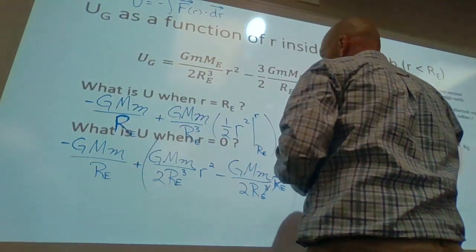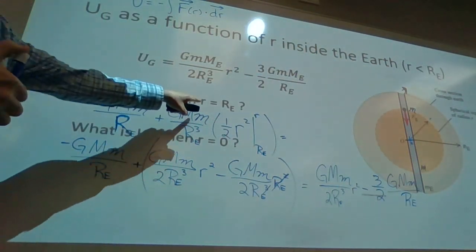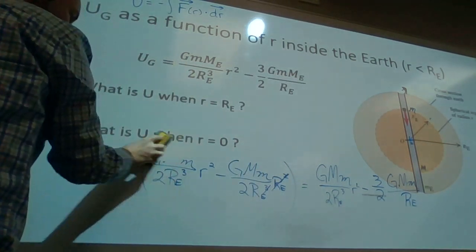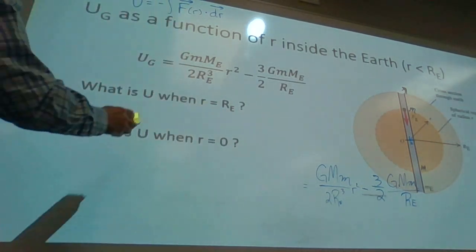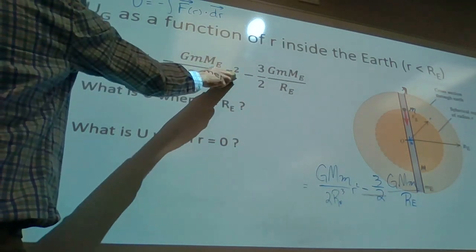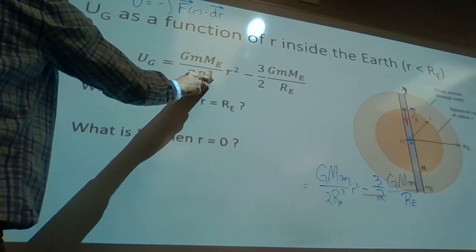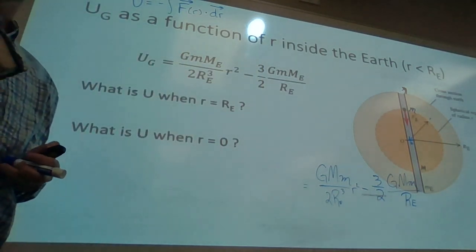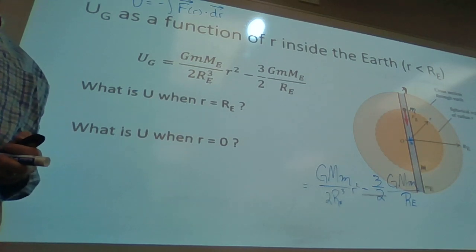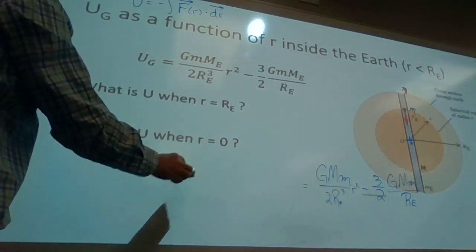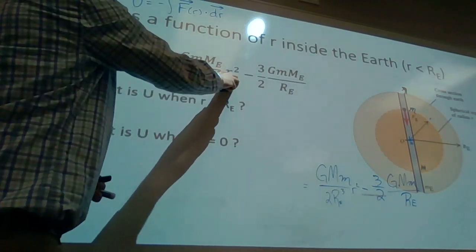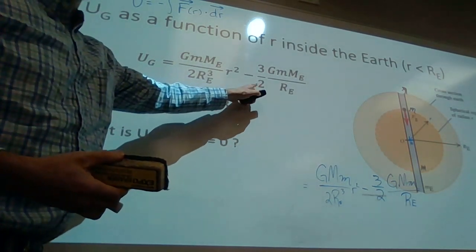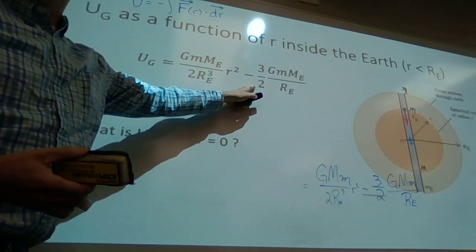So let's evaluate this, where the radius is equal to the radius of the Earth. This becomes just one radius, so it becomes just 1/2 minus 3/2, you get negative 1. And then when the R is 0, this goes away. So our expression for the gravitational potential energy when you're at the center of the Earth is negative 3/2 this.